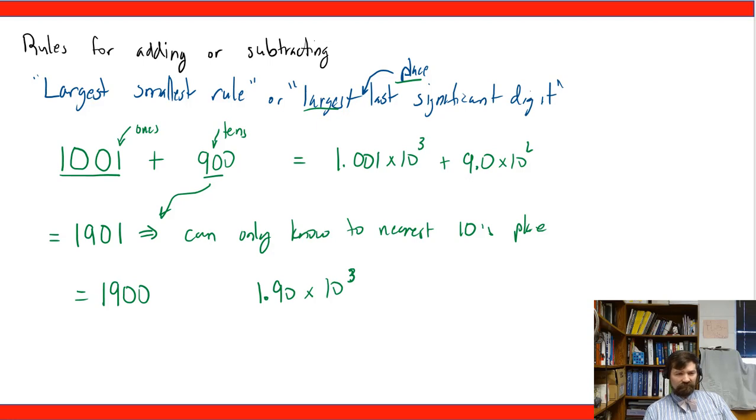Okay, so that's the basic rule for addition and subtraction. You just look at whatever place has a significant figure is the largest place for the last significant digit in each number, and then whichever one is the largest, that's the one that determines what we can know the entire sum or difference to.